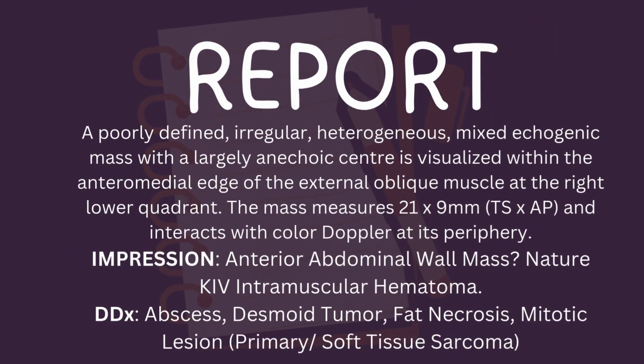A poorly defined, irregular, heterogeneous, mixed echogenic mass with a largely anechoic center is visualized within the anteromedial edge of the external oblique muscle at the right lower quadrant. The mass measures 21 by 10 mm in two dimensions and interacts with color Doppler at its periphery. And my impression is an anterior abdominal wall mass, query nature. Keep in view intramuscular hematoma.